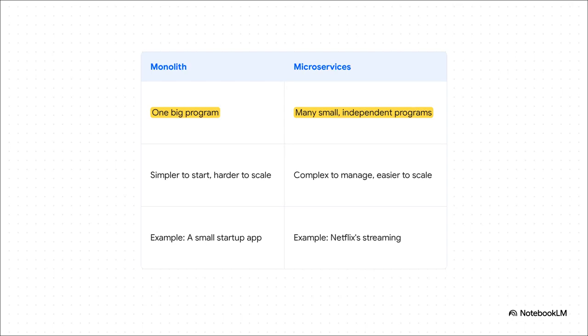Another huge decision is the architecture itself. Are you going to build a monolith where your entire app is one giant program? It's way simpler to get started, which is awesome if you're a new startup. Or do you use microservices, where the app is broken up into dozens of tiny independent programs? It's more complex to manage for sure, but it lets a company like Netflix update its payment system without ever touching the video streaming part.